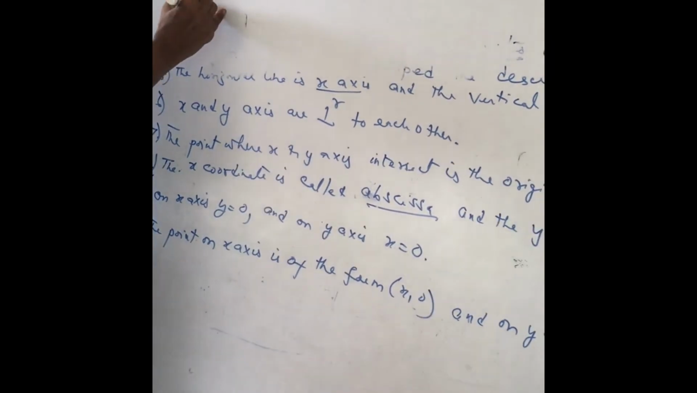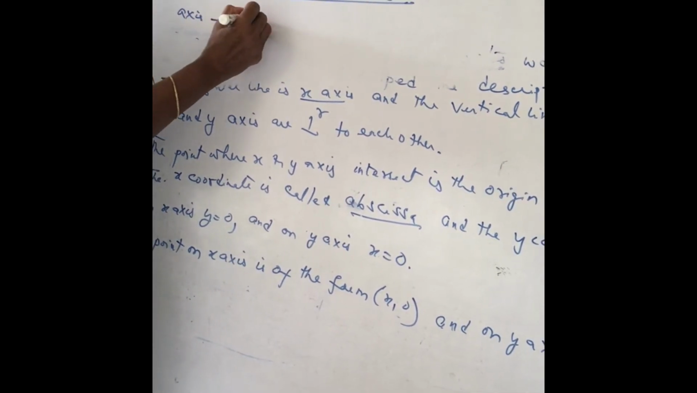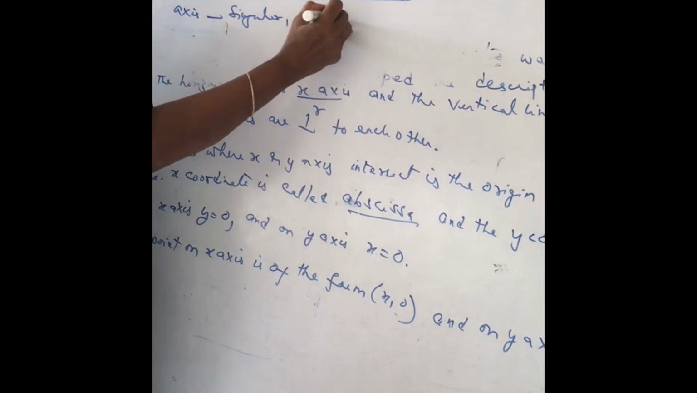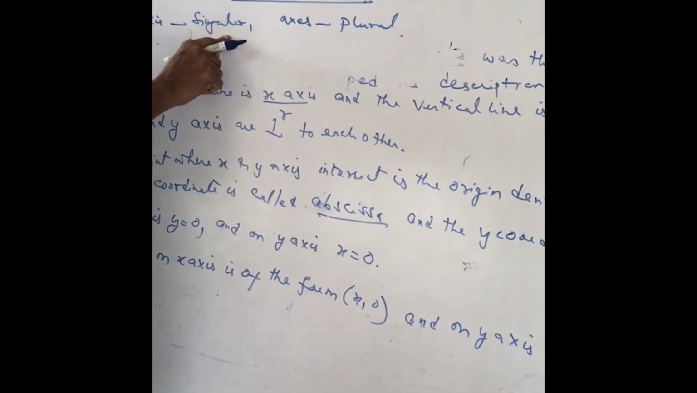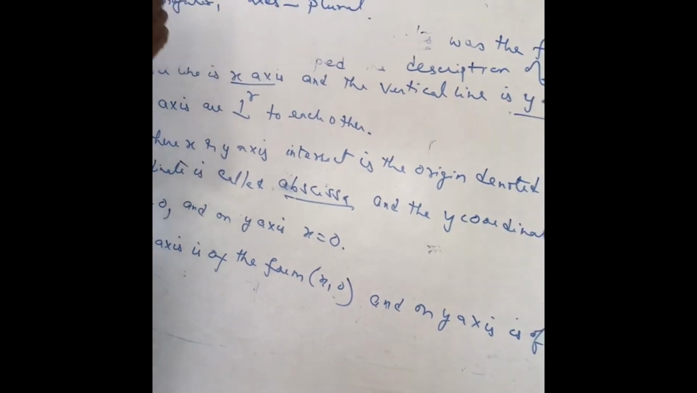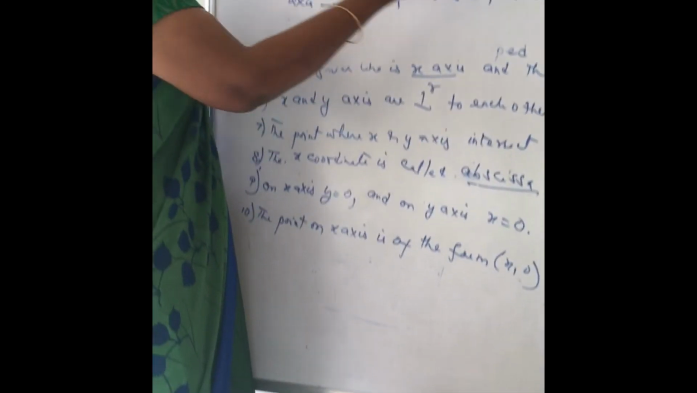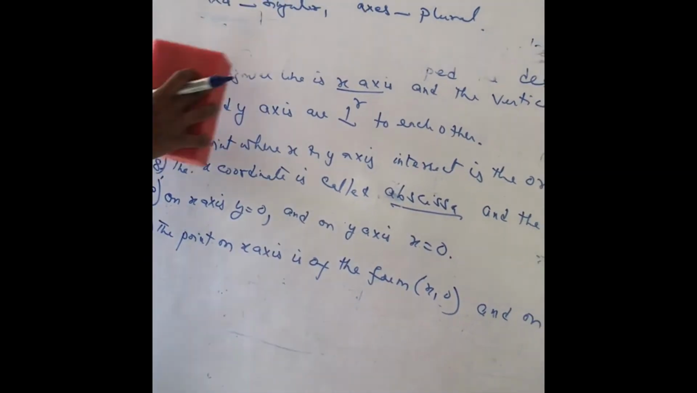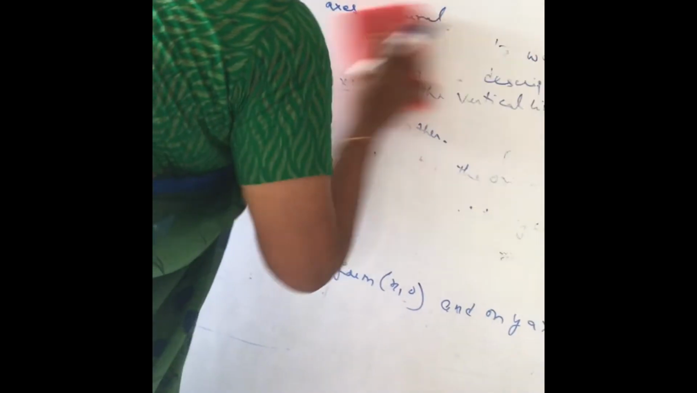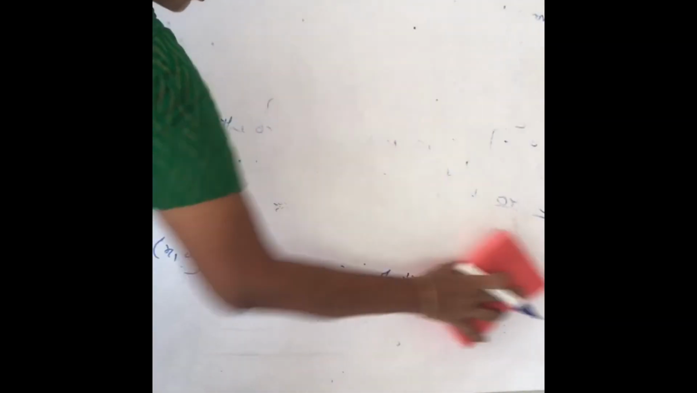Axis is singular, girls, and axes is plural. The plane is called the Cartesian plane or coordinate plane, and the lines are called the coordinate axes. You can draw this figure in your notebook, children, all of you, to know the axes. This is only the basics of the topic, girls, that you're learning.